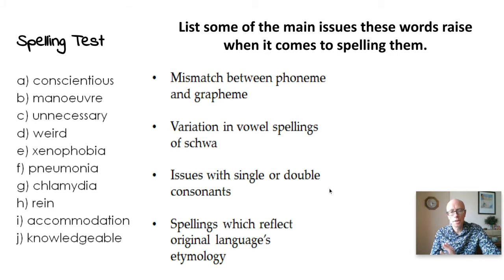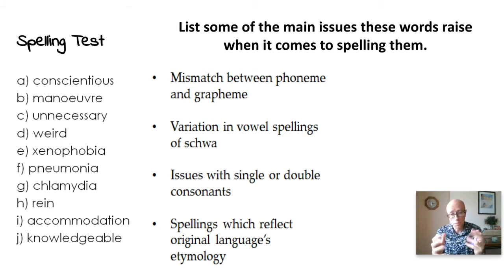The other difficult area in English spelling is, where do you put a single consonant? Where do you put a double consonant? You come into a word like unnecessary, and you come to the C and the S, and you're thinking, is it two C's? Is it one C? Is it two S's? Is it one S? Okay, it's a difficult issue.